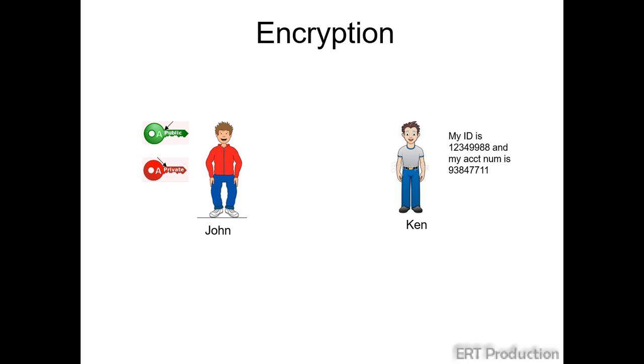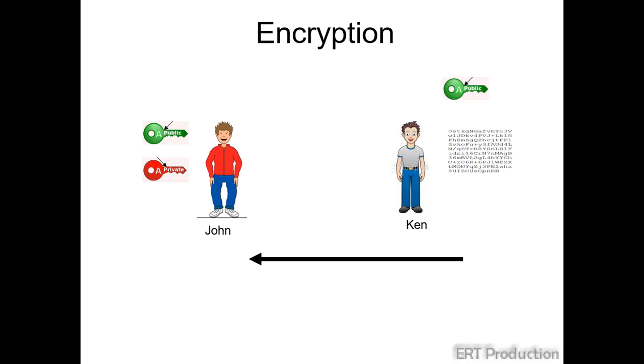For encryptions, if Ken wants to send some secret message to John, and only John can read it, Ken will use John's public key, which is shared to the public, to encrypt the data, and John will use his own private key to decrypt the data. Since only John has the private key, therefore only John can decrypt the message.